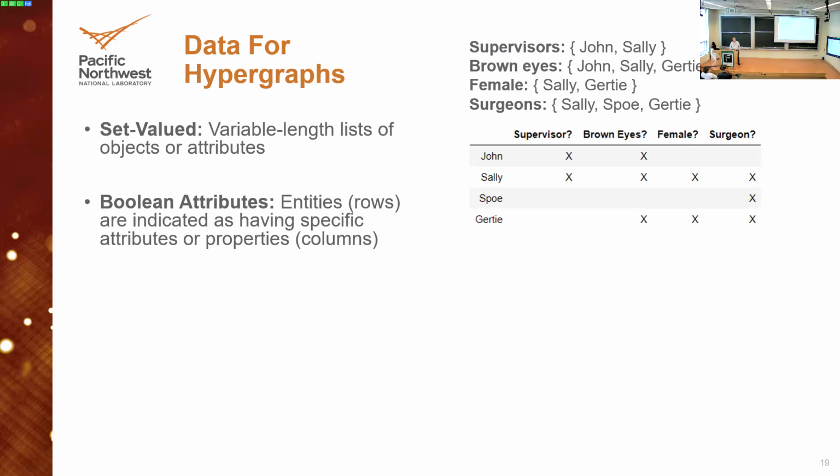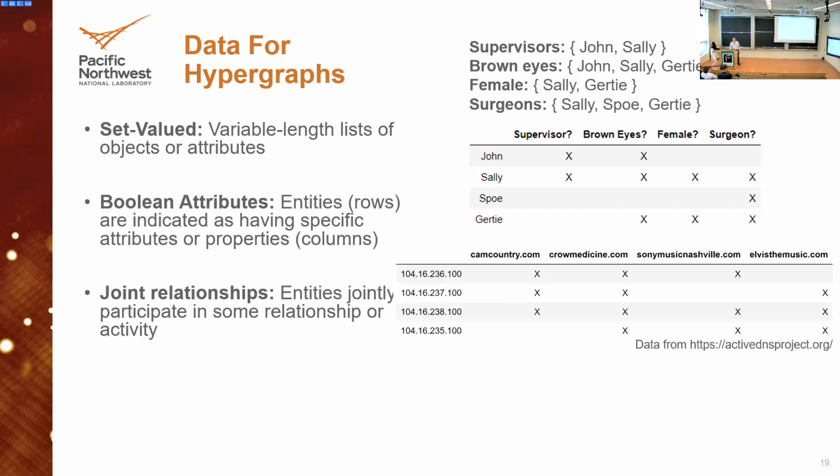This is a typical way, most typical way, but you can also sometimes get data coming to you as joint relationships around the pairs. In this case, around the pairs of the IPs and the domain names, we're given what's associated with something else. So the incidence matrix might come to you just as it is.